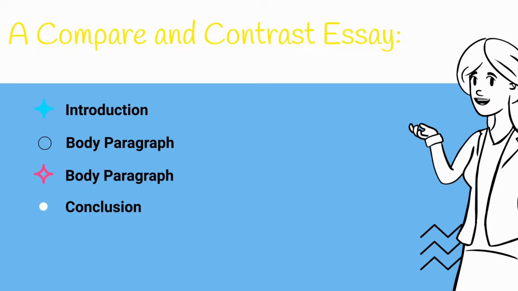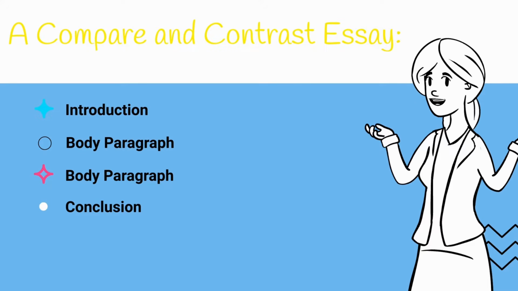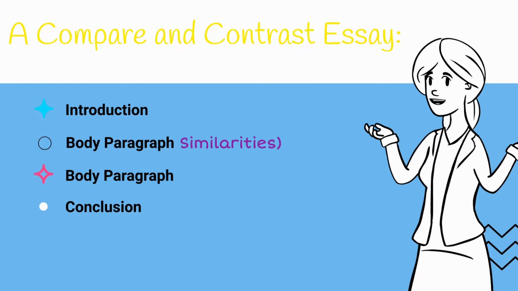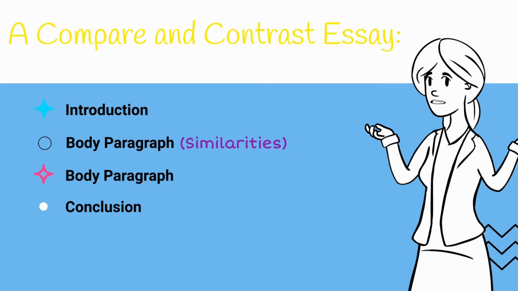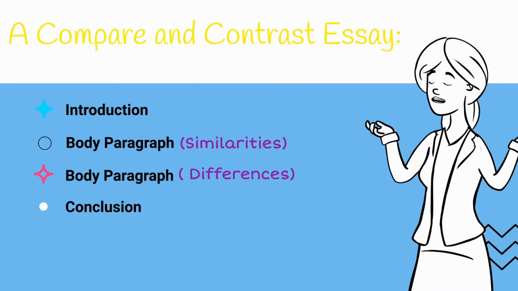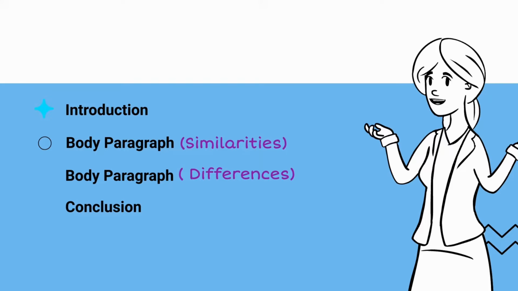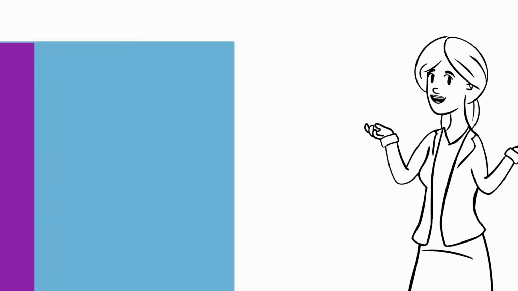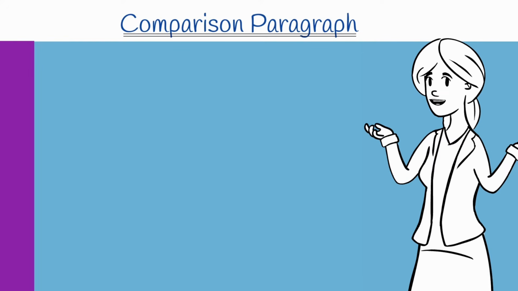The body paragraphs contain at least 2 paragraphs. One will entirely focus on similarities, and the other will focus on differences. Take a look at the Venn diagram, the one you developed in my previous class. Look at the similarities. Then write a paragraph to show these similarities.